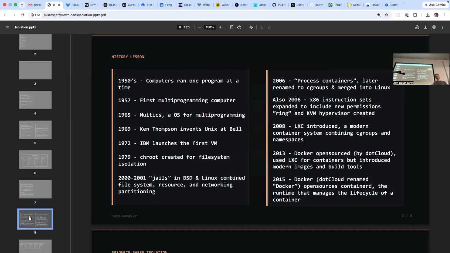But the big thing that they did was make building an image and packaging an application really, really easy. So that's the cool innovation that we see from Docker. And then a couple years later, dotCloud really decides to index on this containerization solution.